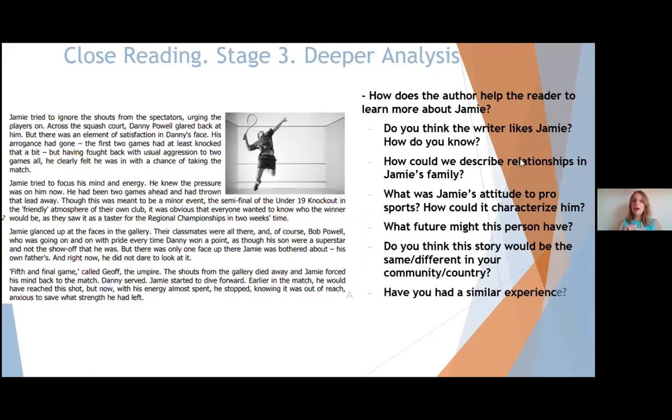Right. Then how could you describe relationships in Jamie's family? Again, you need to find some language which supports and confirms that. What was Jamie's attitude to pro sports? How could it characterize him? So you find his attitude, yes? Maybe he was feeling just a little bit uneasy about that, or he is feeling bad about his previous mistakes by saying, I might have done better, yes? Something like that. What future might this person have?